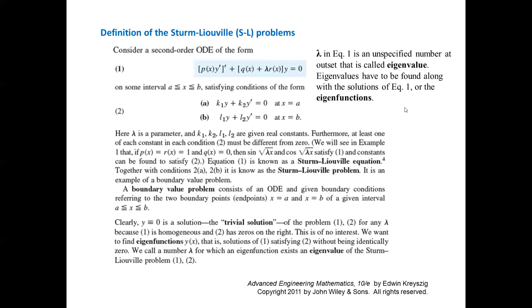A Sturm Liouville problem usually involves two boundary conditions specified at the two points of x. At each point, it will involve a linear combination of y and y prime. They don't necessarily have all these four terms, but some of them have to be non-zero. So this is also why Sturm Liouville problems are sometimes called boundary value problems, or eigenvalue eigenfunction problems.